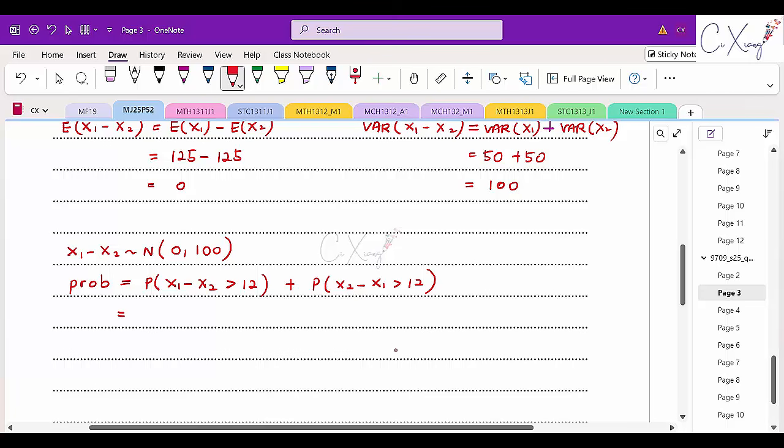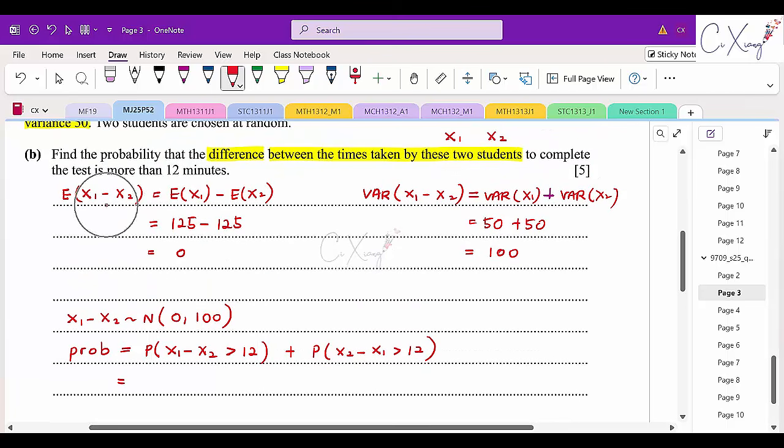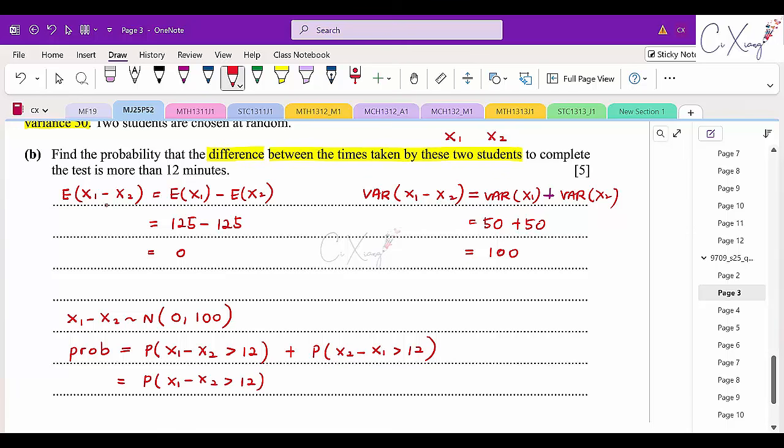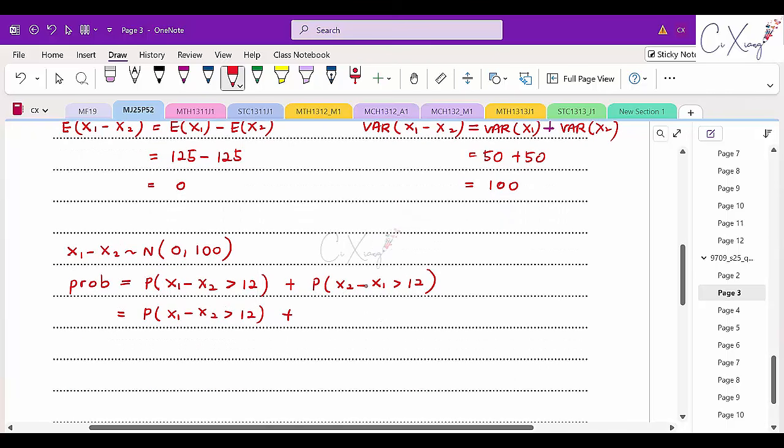Since we have the mean and the variance in terms of X1 minus X2, what I am going to do here is change all my variables to X1 minus X2. For this one, there's no need to change anything. But for this one, I want to rephrase it a little bit, and you can see that it is basically X1 minus X2 smaller than negative 12.